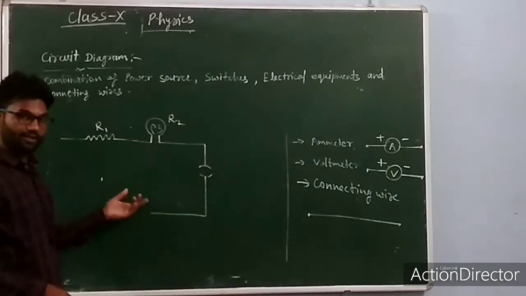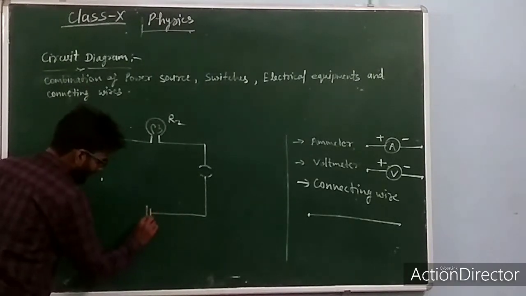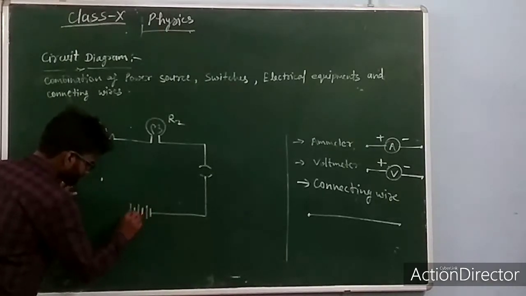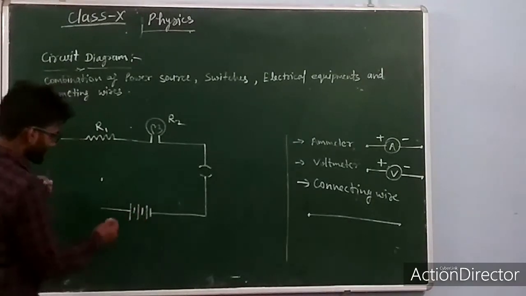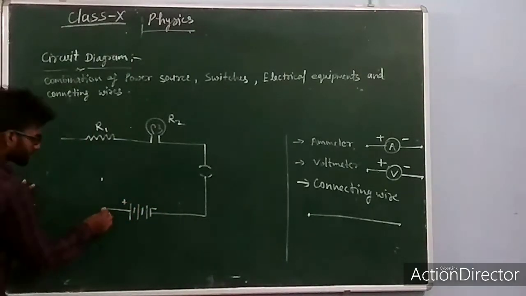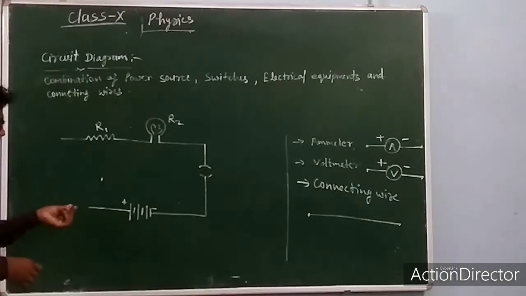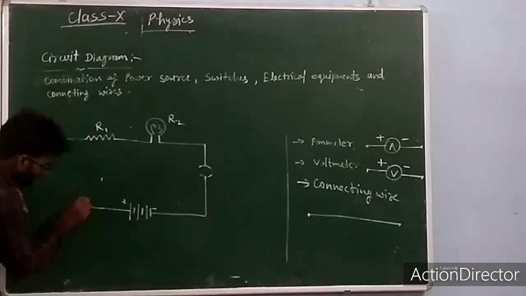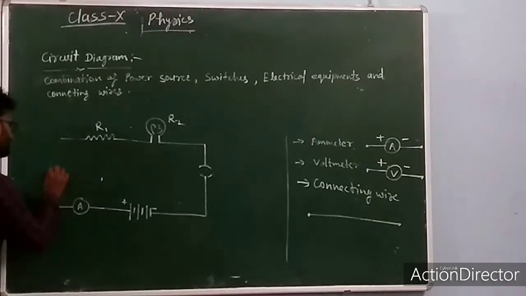Next we are connecting a power supply source, that's the battery. Three cells we have taken in this connection. So this battery is made up of the combination of 3 cells, right? Now if we have to measure the current flowing in this circuit, we will connect one ammeter here. Ammeter I have connected in series manner, right?